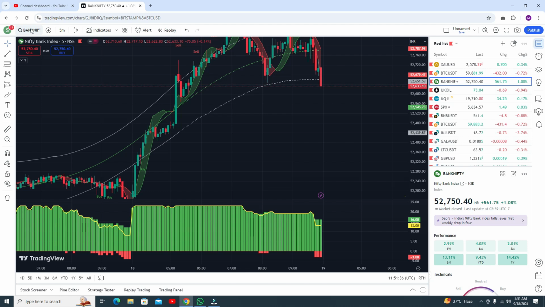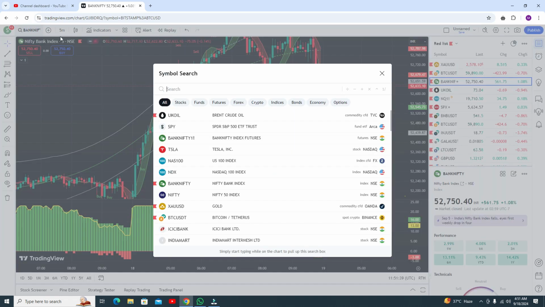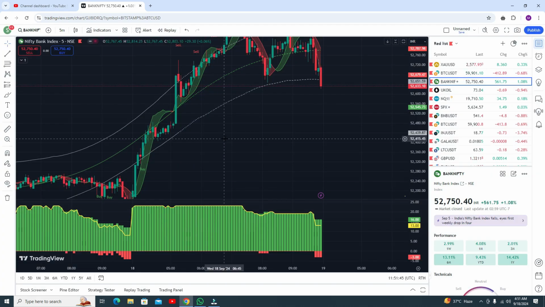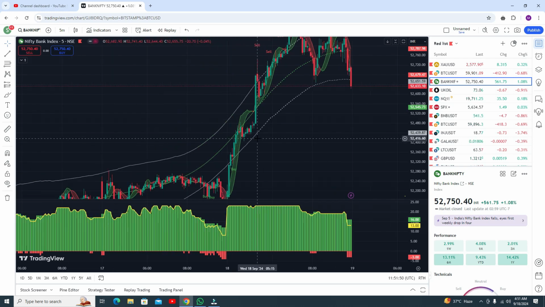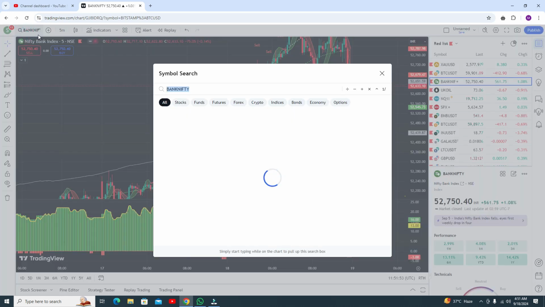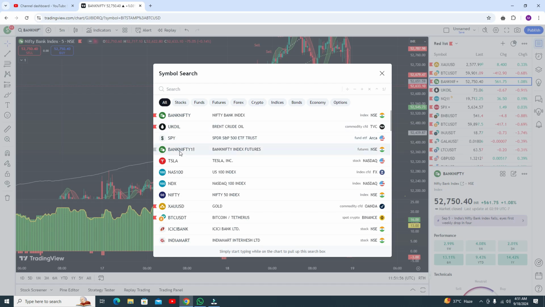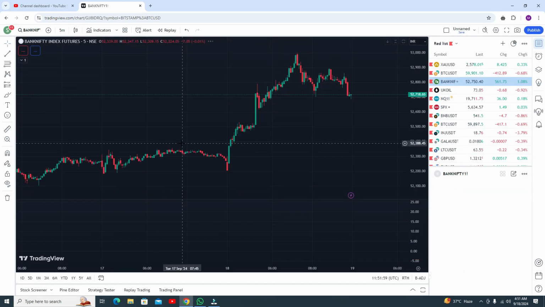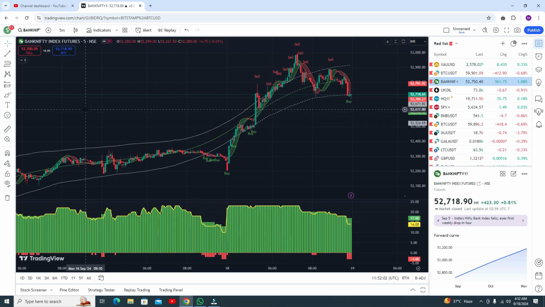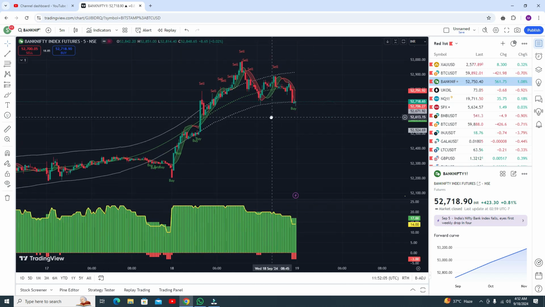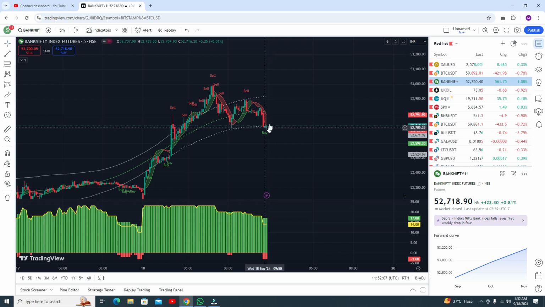And let me show you results in some other pairs, like Nifty 50. In the Nifty 50, you can see you are getting a buy signal. RSI is very close to the lower band line, so this is your perfect buy trade.